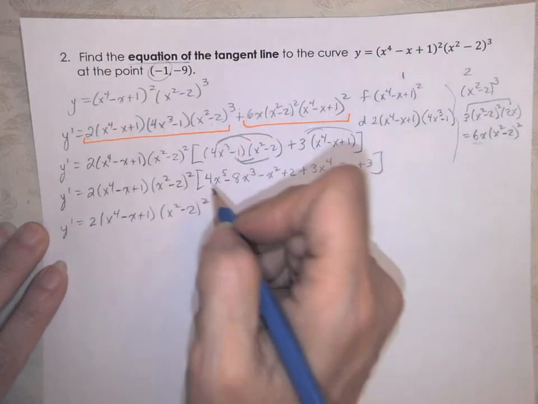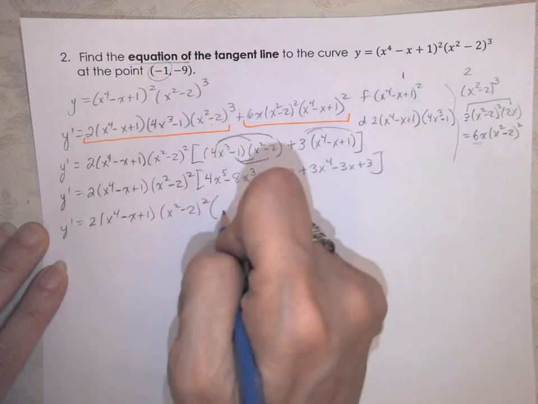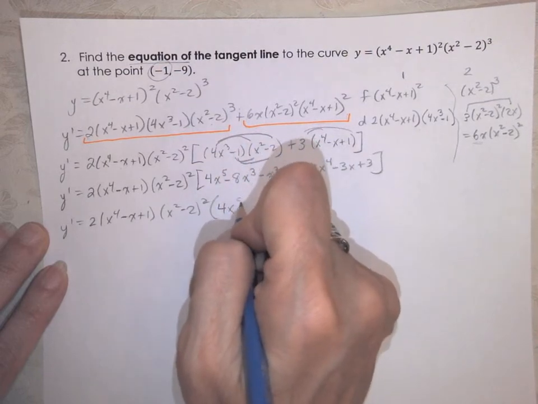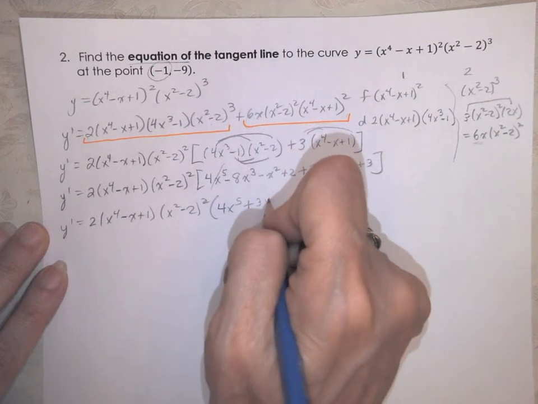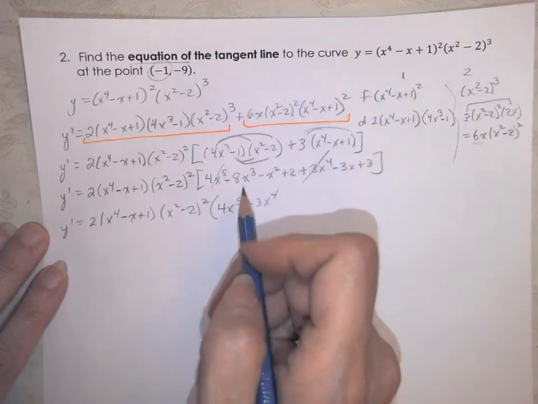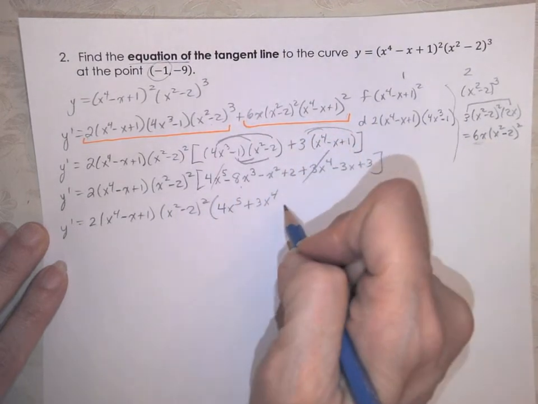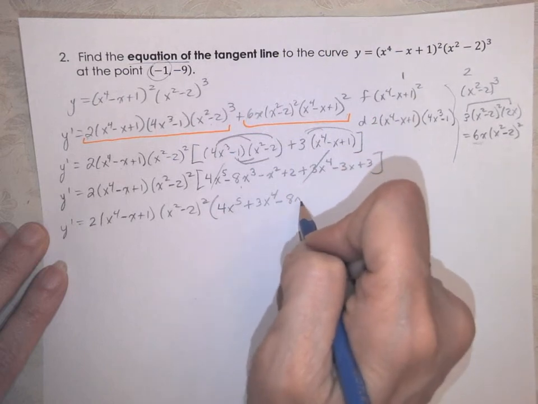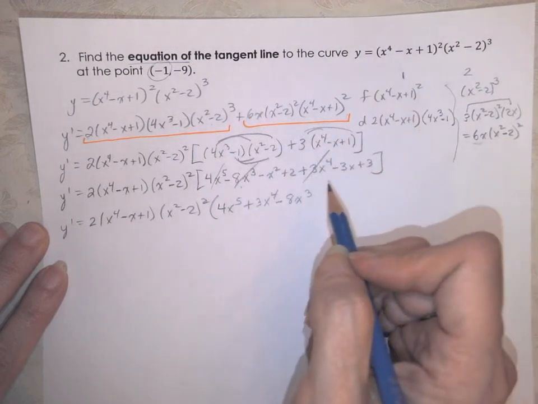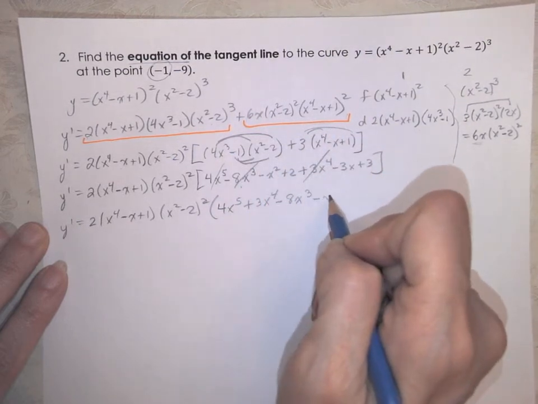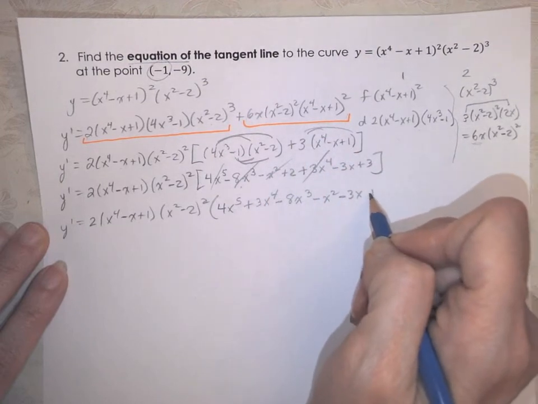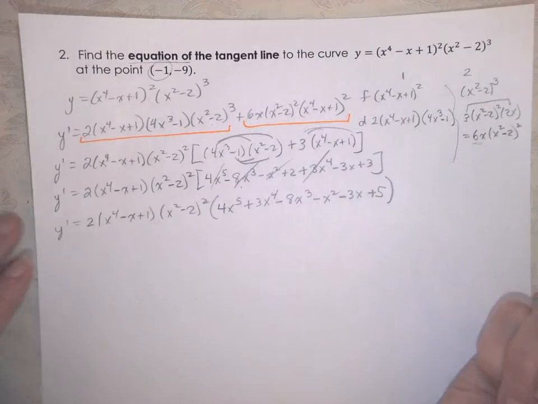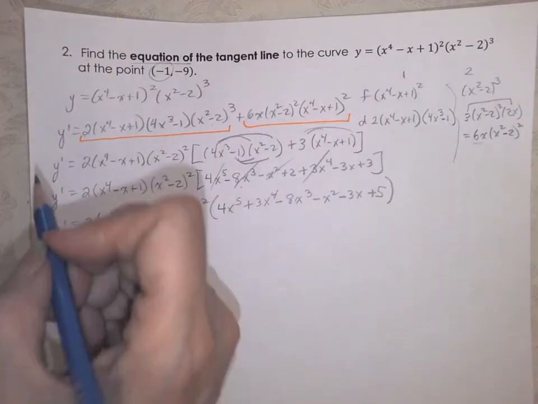See if there's any like terms in here. So 4x to the 5th plus 3x to the 4th. I'll just put it in descending powers of x here. Minus 8x cubed minus x squared minus 3x plus 5. I don't know that I made it that much simpler.